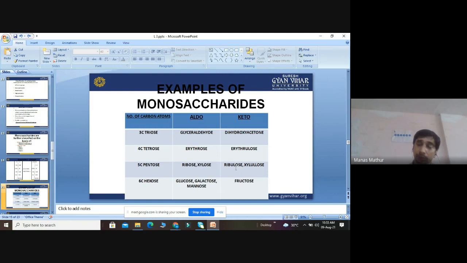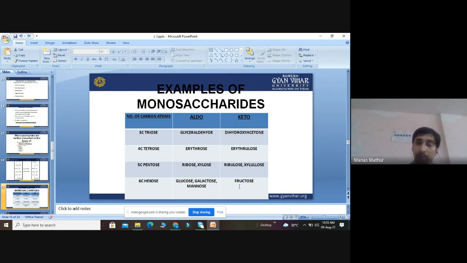So if somebody asks you what is the chemical behavior of xylulose, we will tell that xylulose is basically a 5 carbon chain pentose compound and it is having keto group. For 6 carbon chain, I told you very good examples: glucose, galactose, mannose. And if a 6 carbon chain is there and keto group is there, it is fructose. So very simple. Very easily we can identify which molecule is there based on the carbon chain and the functional group.